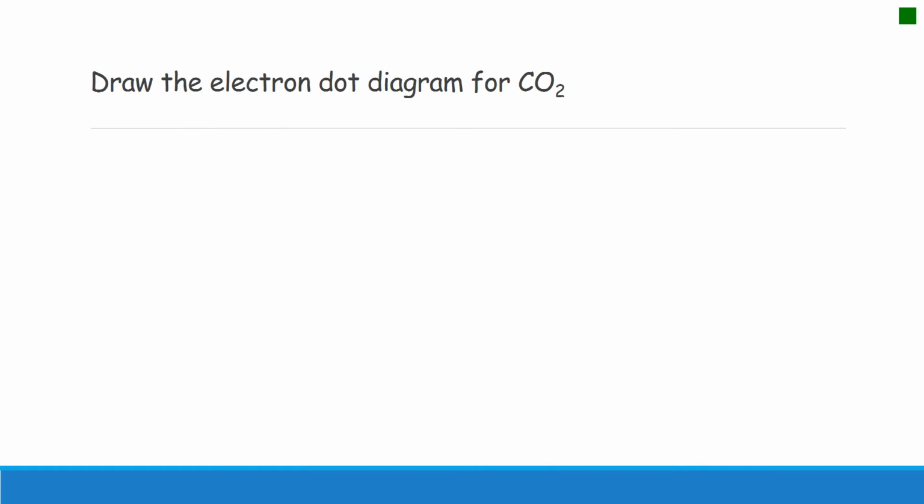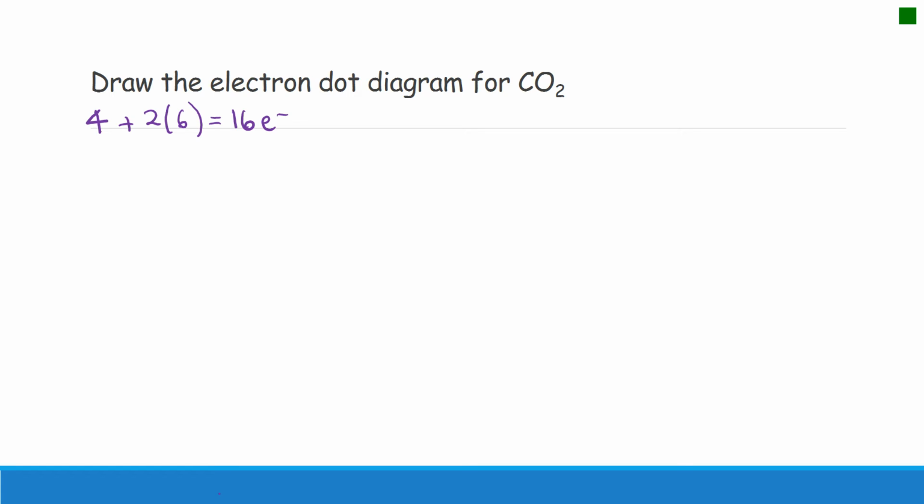Now let's try another example. This time we're doing carbon dioxide. Carbon is in group 14, so it has 4 valence electrons. Each of the oxygens is in group 16, so that means they have 6 valence electrons. 2 times 6 is 12, add 4 is 16 electrons. So that's how many electrons we have to play with.